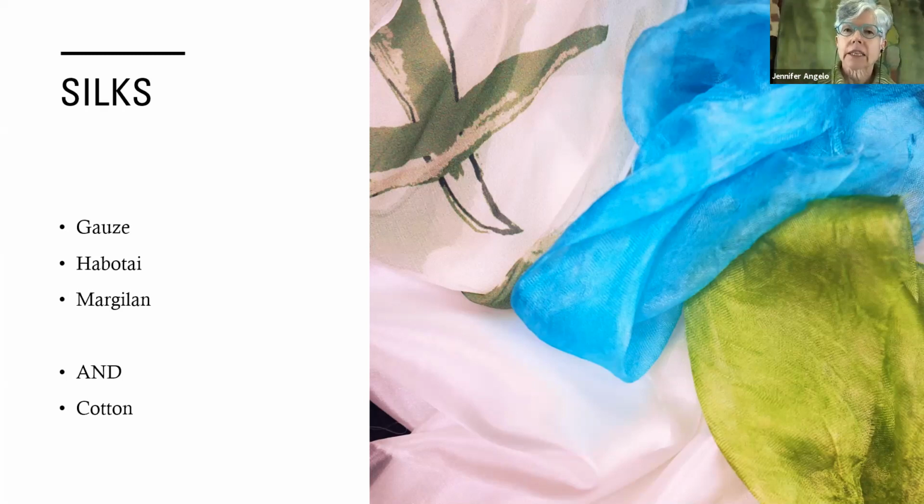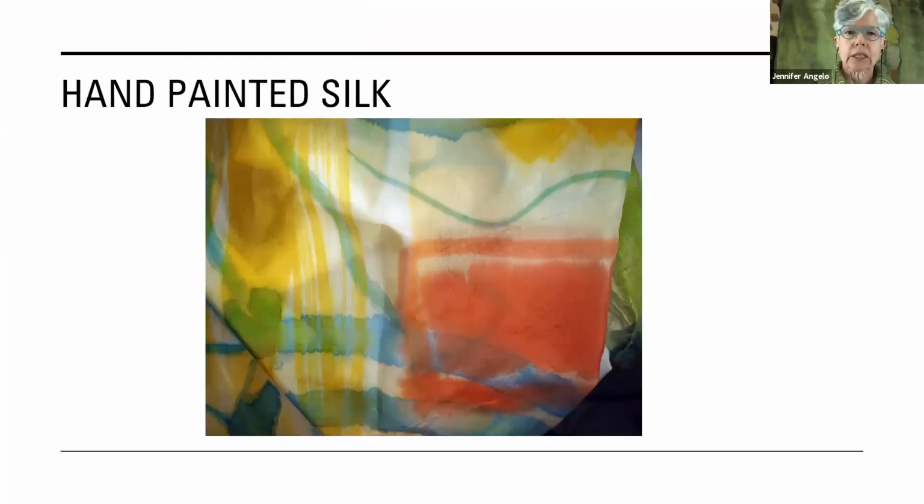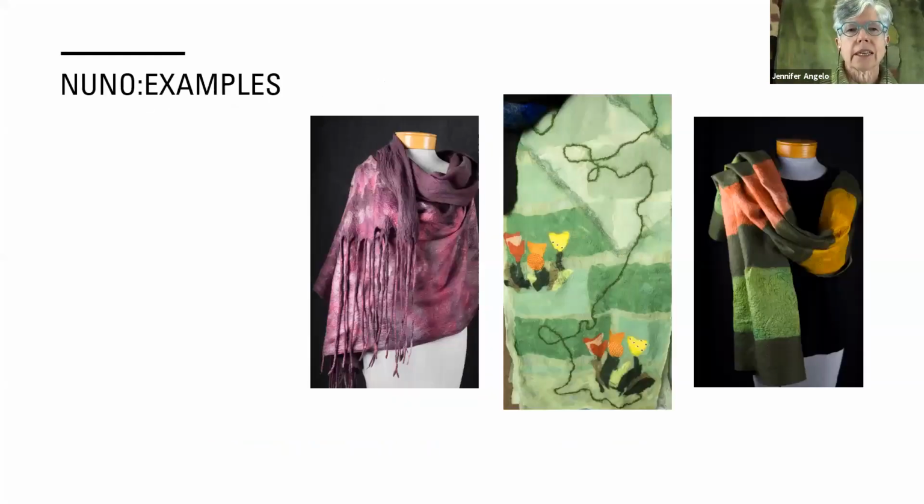And cotton. I'm not that familiar with cotton, but I know a wide weave cotton works quite well. And then hand painted silk. I've just begun to learn how to hand paint, and this is one I hand painted thinking that I would use it to felt it, and now it's sitting in my studio and I'm thinking, well, do I just want to hem it up and leave it as it is, or do I want to felt it? So I'm kind of deciding about that.